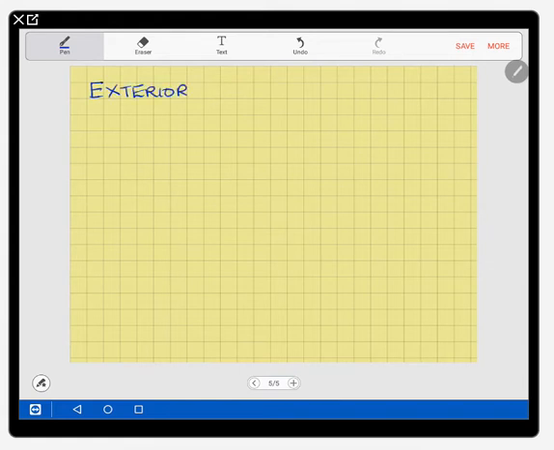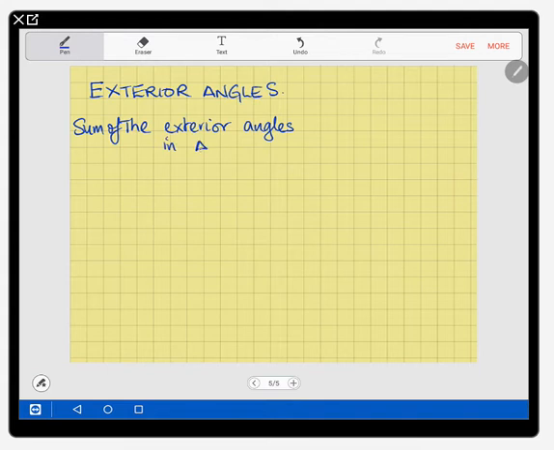Exterior angles. The sum of the exterior angles in any polygon is always 360 degrees. Always. That's it. You don't have to remember any formula here. 360 degrees. Alright, you want me to prove that to you? Okay. I'll prove that to you.